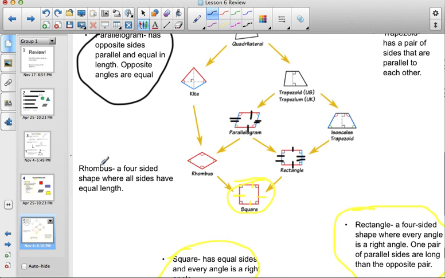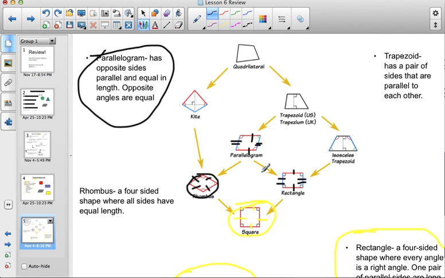Next we have our rhombus, which is a 4-sided shape where all sides have the equal length, like right here. So all these sides are the same length, and a lot of people refer to that one as the square that kind of got hit on its side.